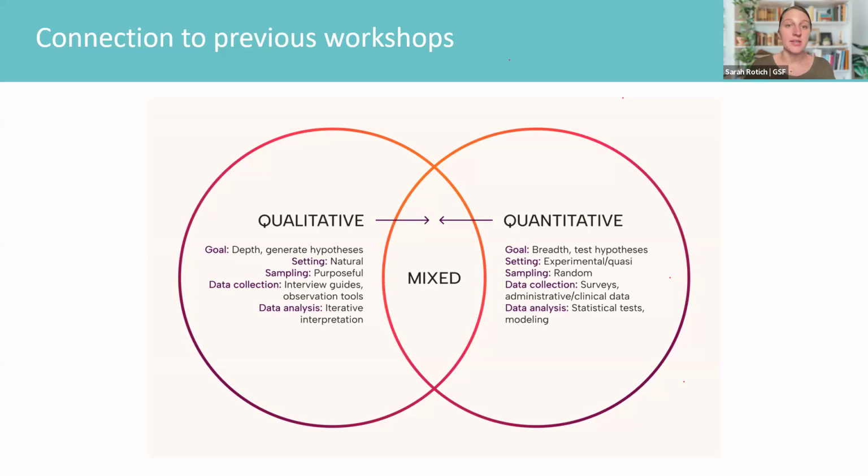But today we're really focusing on the quantitative side of this, where the goal is less about depth and more about breadth and testing hypotheses about specific questions. A lot of times this research can be experimental, quasi-experimental, or descriptive. The sampling is usually random. You're able to include a lot more people in quantitative research, and so you want to know if the people you're getting information from are representative of the whole population. Data collection can look like surveys, assessments, and administrative data, and a lot of times we're either interpreting descriptive statistics or doing statistical tests to understand what the data means.